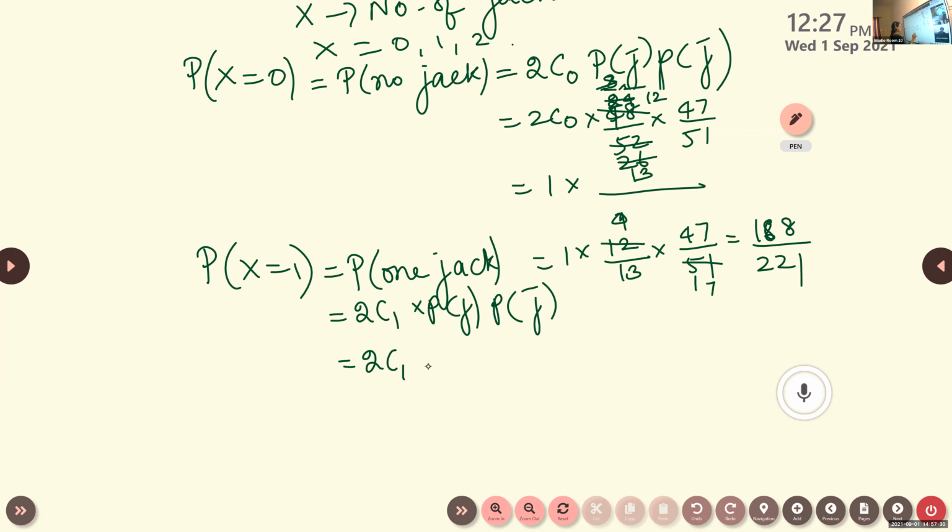If you take the first time, what is the probability of getting a jack? It is 4 by 52. And what about non-jack? Total number of non-jack will become 48 itself, but total cards will become 51. Is it clear? Because we have selected one card, one jack we have selected. So how many cards are left? It is 51. Now simplify this: 2 into 4 by 52 into 48 by 51. Simplify and find out what the answer is.